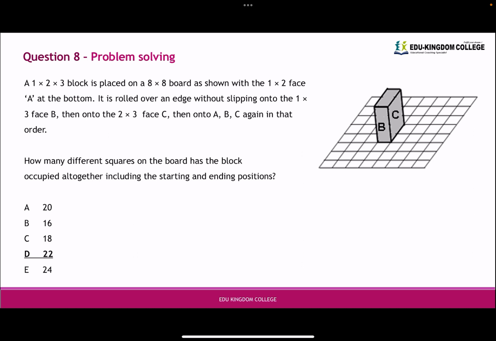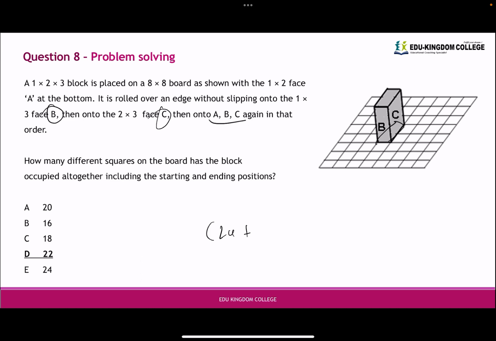Question 8, problem solving. So we have a block, it moves onto face B, and then face C, and then ABC again. And we also want to count the face that it's on already. So it's going to be 2 units on its first side, and then it rolls onto the side B, without slipping.